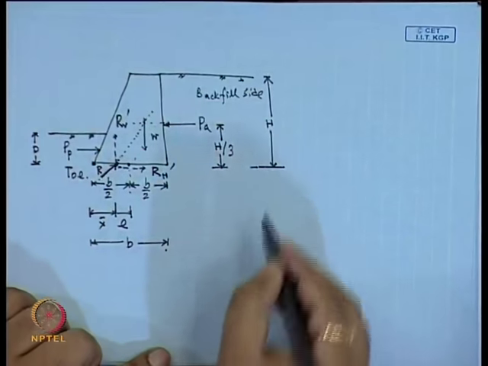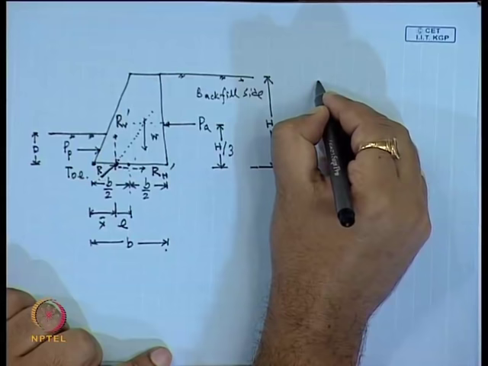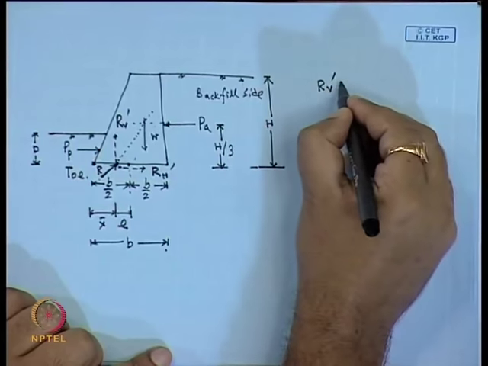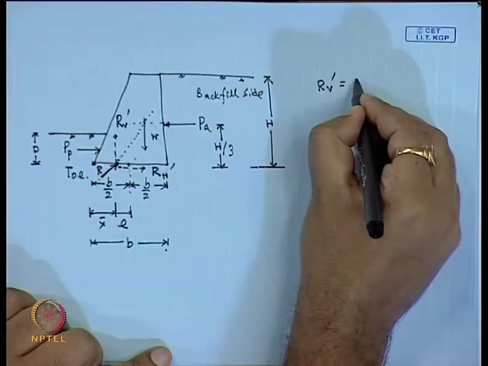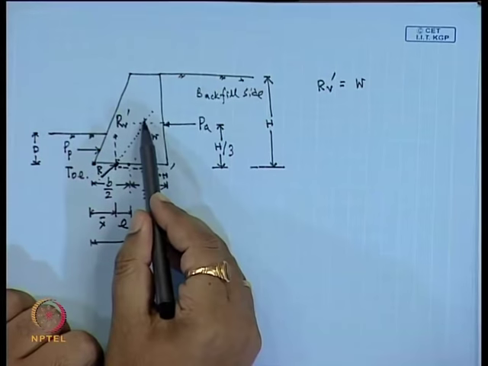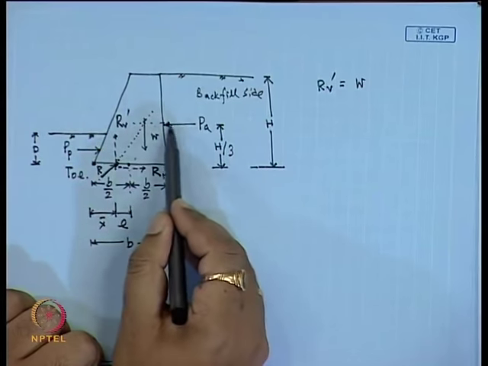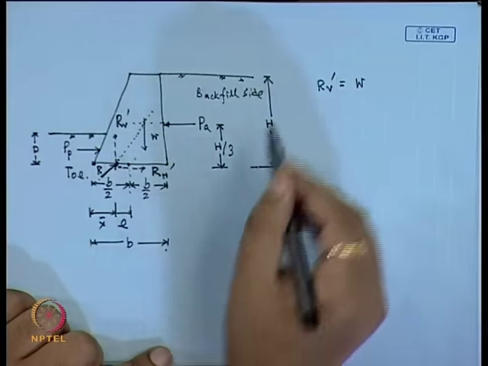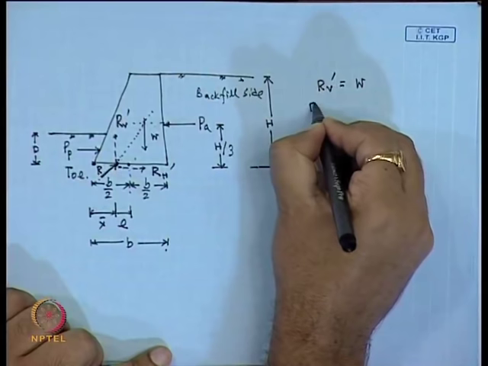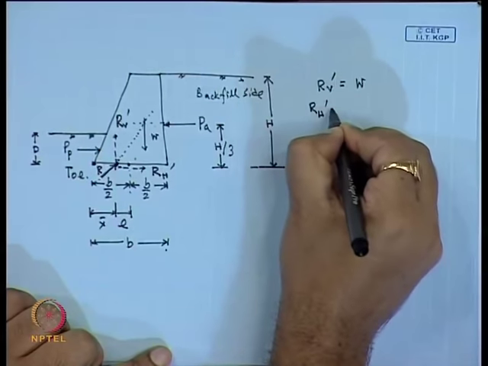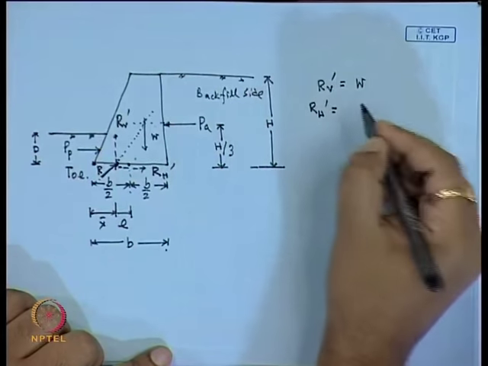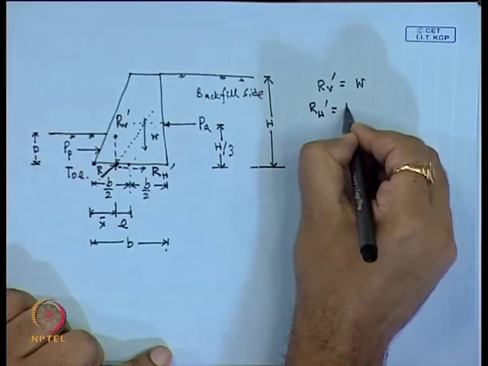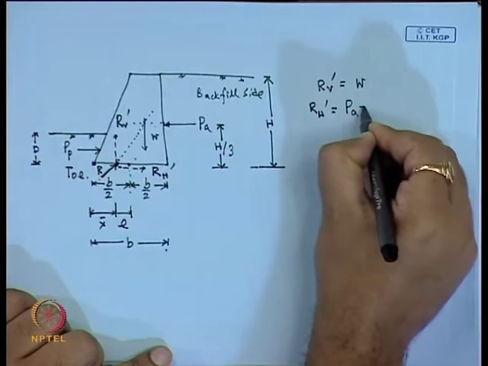Now, if I go for this equilibrium condition, say R V dash is equal to W. That means this R V dash, the vertical component, is equal to this W. Another one, this R H dash is equal to P A minus P P.